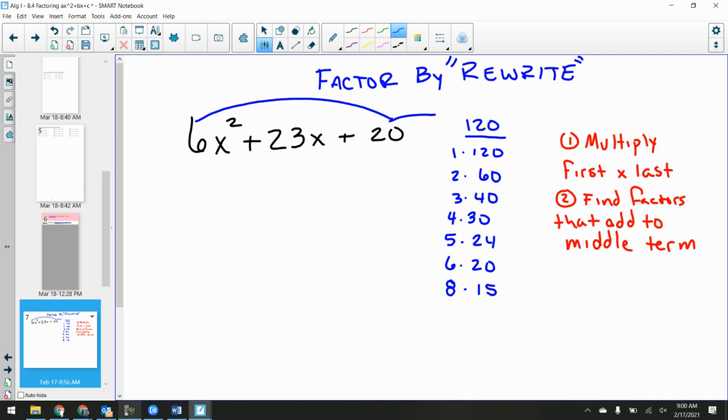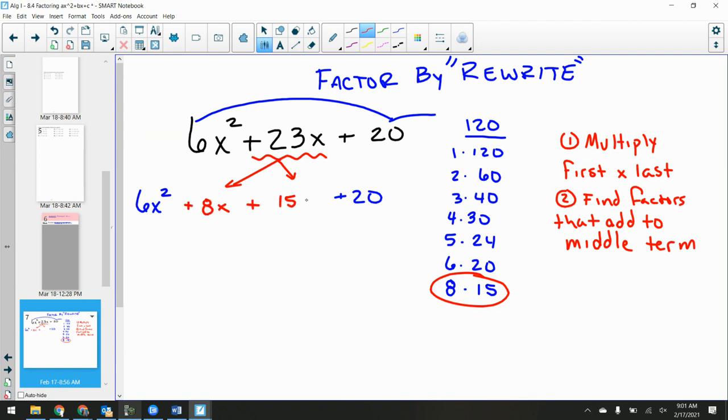So you find the factors that add to get to the middle term, the two numbers that multiply together to get your first-times-last product, that add together to get your middle term. Now, I see that 8 times 15 works. Here's what we do. We leave our first number exactly the same. We leave our last number exactly the same. But we rewrite this middle number with those two terms, 8x and 15x.